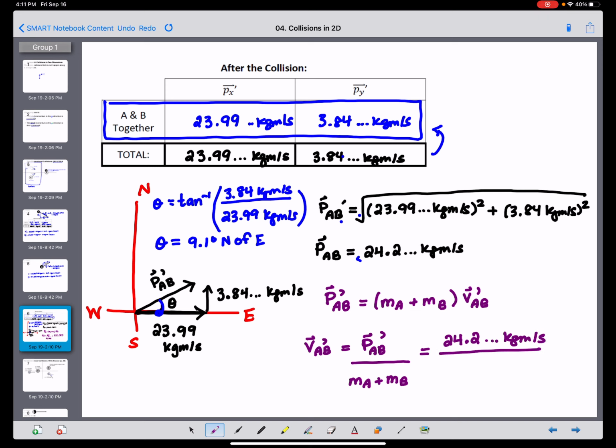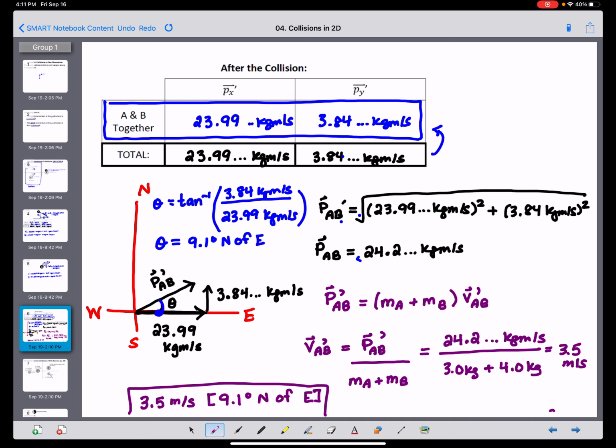Okay, and the mass of object A was 3 kilograms, and the mass of object B was 4 kilograms. When you calculate that, you should be getting about 3.5 meters per second. So for my final answer, everything is to 2 significant digits. So 3.5 meters per second, 9.1 degrees north of east, and done.